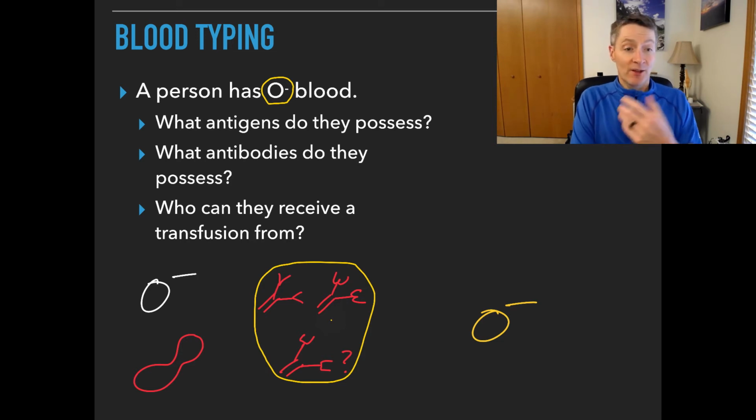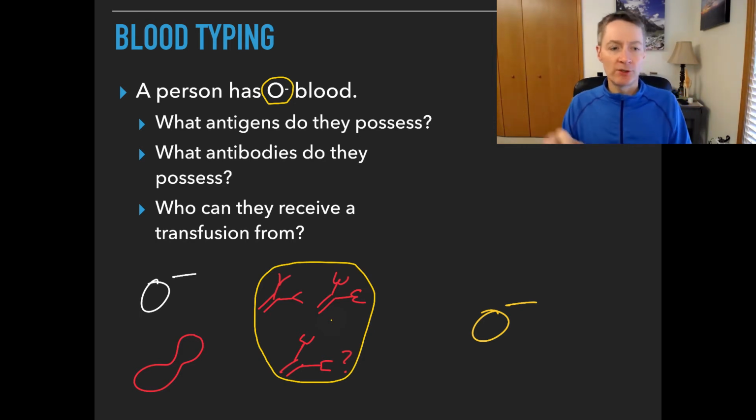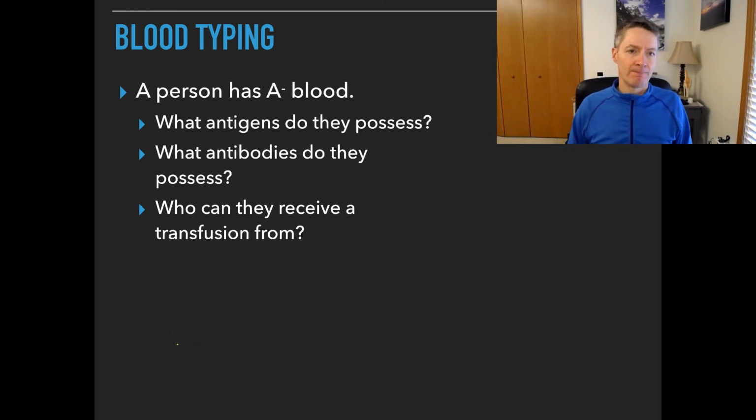Now, this person's kind of really limited, right? But if we consider this person and ask the question, who can they donate to? Well, this couldn't be better blood for donating, right? There's no A's to attack, no B's to attack, and no Rh's to attack. An O negative person could only receive from another O negative person, but anybody else could receive this person's blood, right? This person could donate to anyone. Universal donor, right? All right.